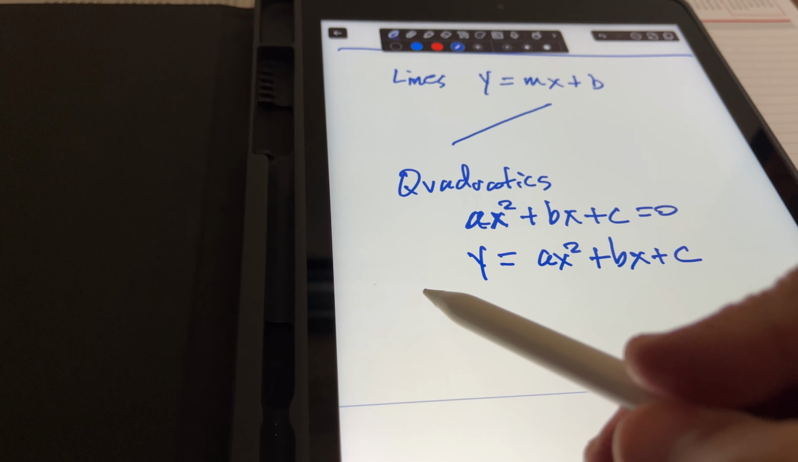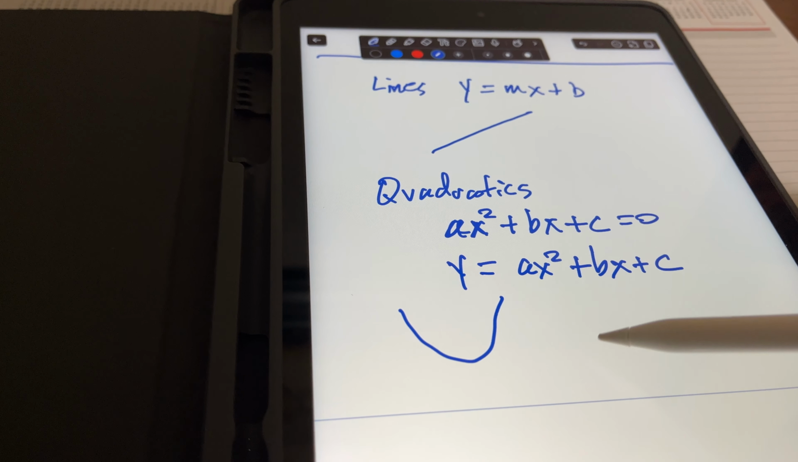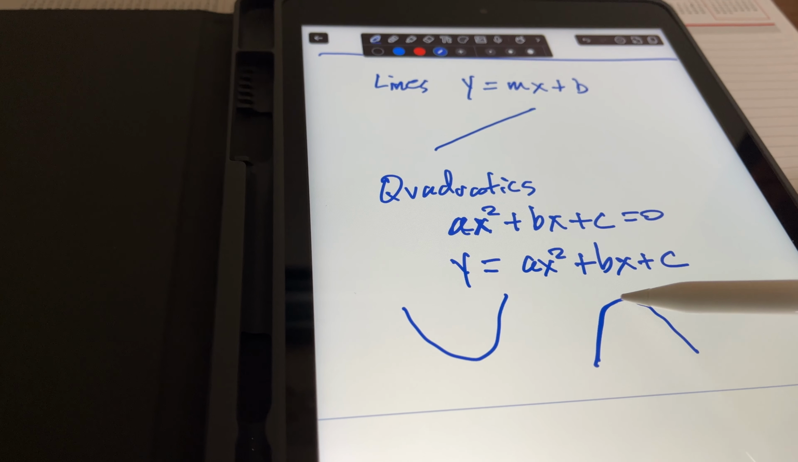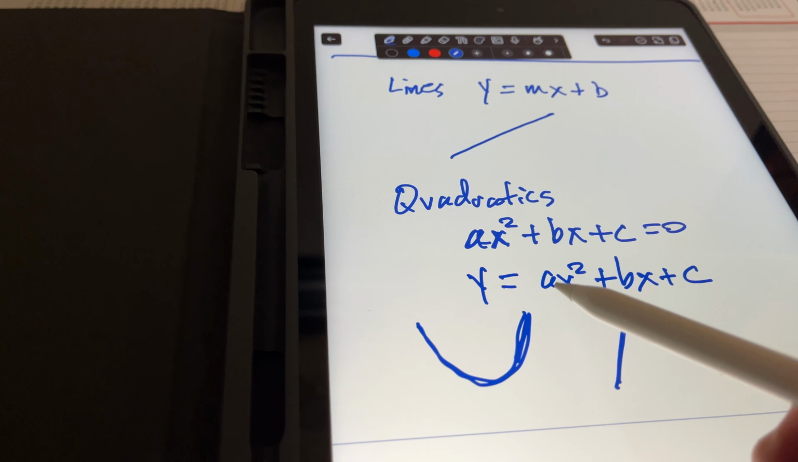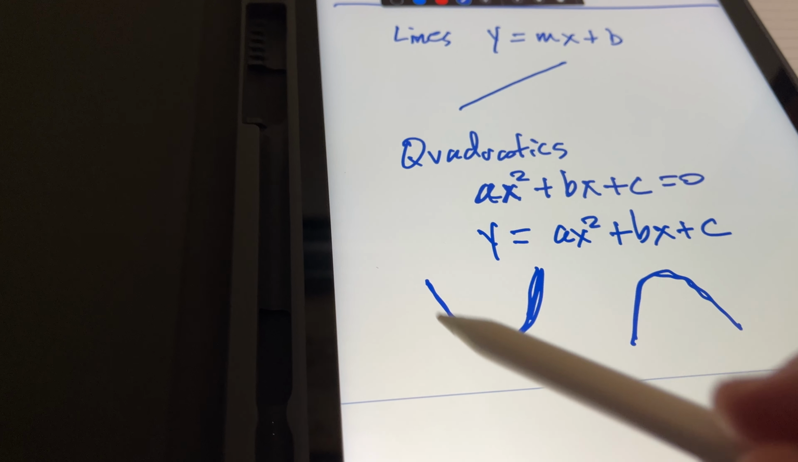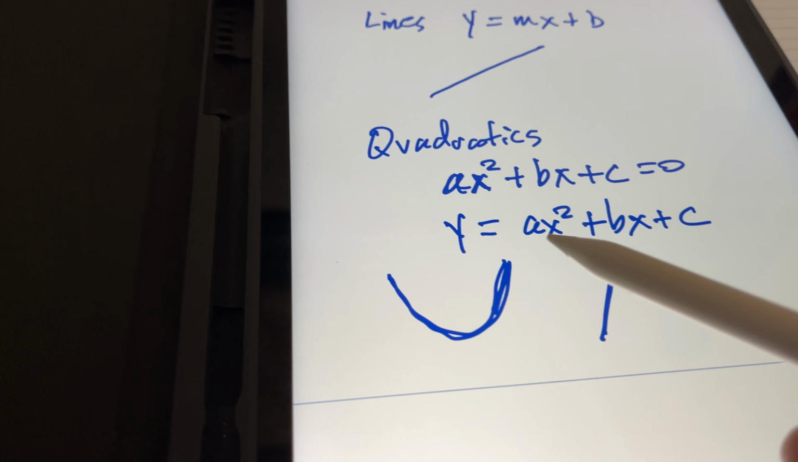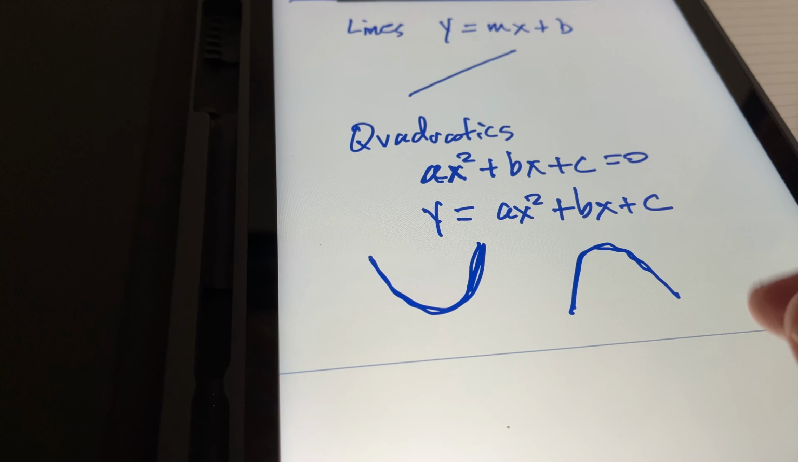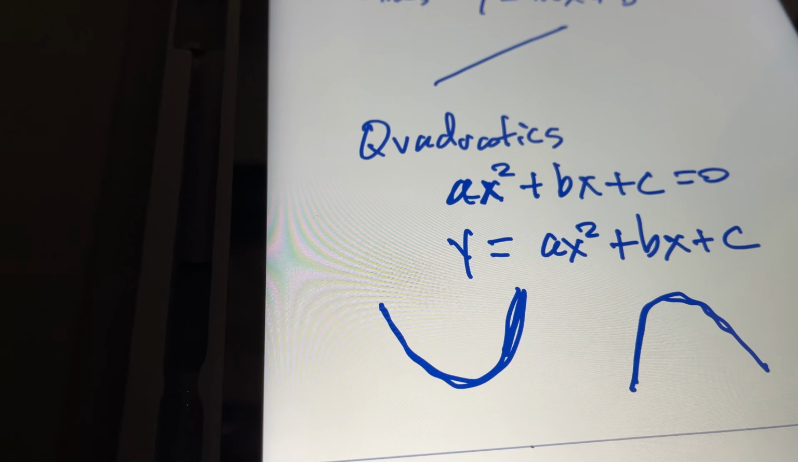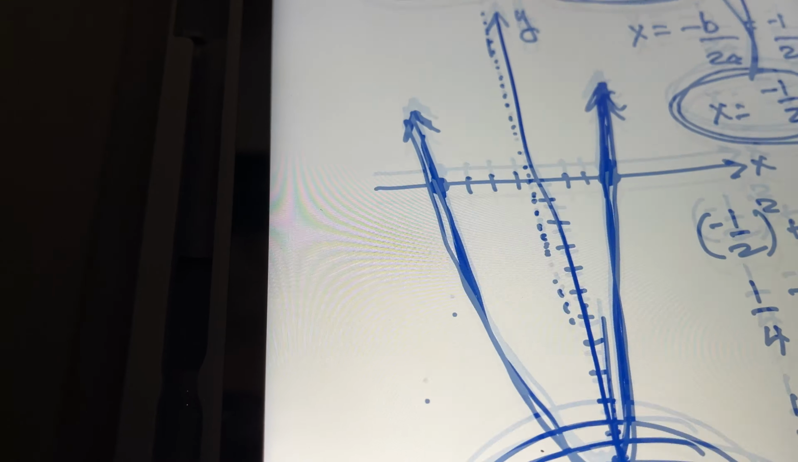And these are going to either be a smiley face or frown face, if you will. So if the a term is positive, it's going to look like this. But if the a term is negative, it's going to look like this. And there are a lot of applications for quadratics. So we'll talk more about this in some other videos, but this is just an introduction about quadratics.